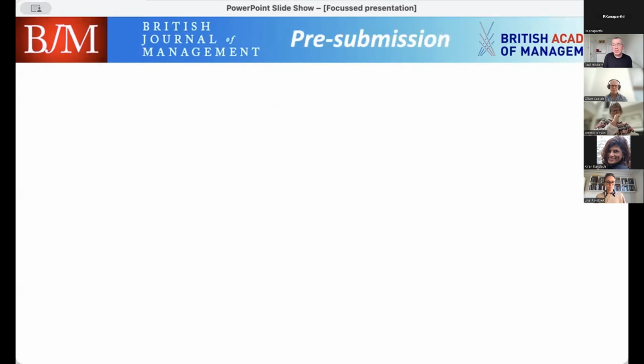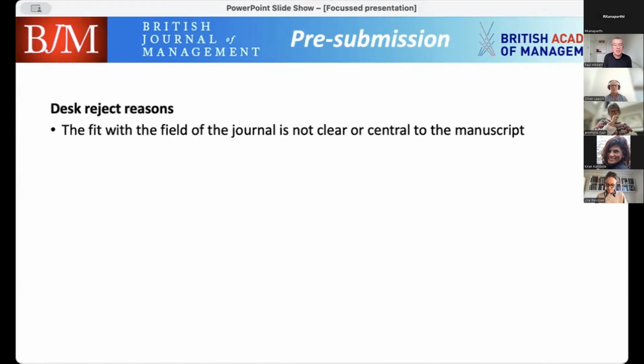What should you do with your article before you submit it to make sure that you stand a good chance? So what are the desk reject reasons to watch out for? The fit with the field of the journal is not clear or central to the manuscript. And one way in which you make it very obvious to us that you do fit is if there is recent work in the journal that relates to your theme, you cite it. You want to show that you're joining the conversation. It's not about making you cite the journal for impact factors, it's making sure that you know what we're writing here and you've joined the conversation.